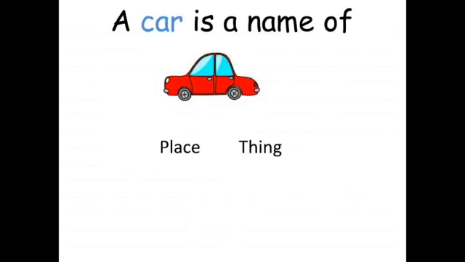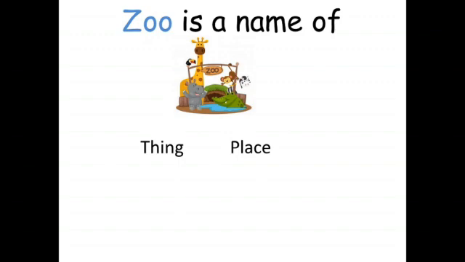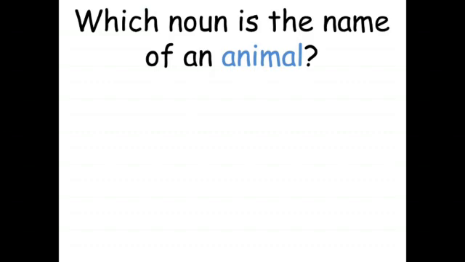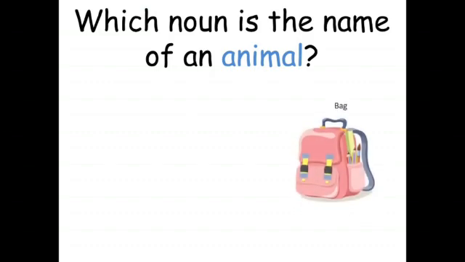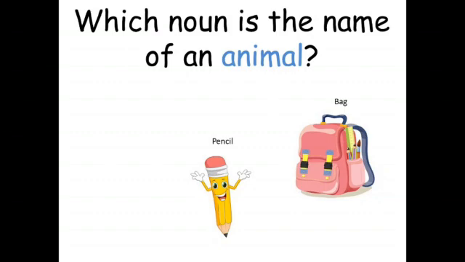A car is a name of a place or a thing? Think, think. Yes, you're right. Car is a name of a thing. Zoo is a name of a thing or a place? It's not that difficult, is it? We know that zoo is a name of a place. Very well done. Bravo. Which noun is the name of an animal? Is it a bag or a pencil or a mouse? Easy. It's a mouse. Very well done.